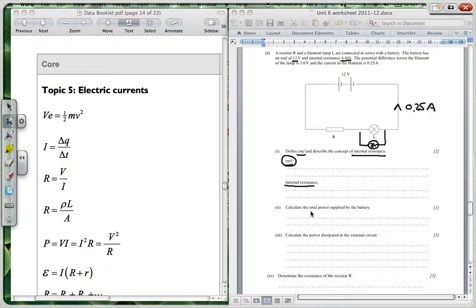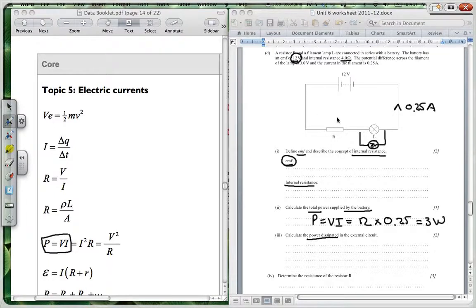Then it says calculate the total power supplied by the battery. Now we have an EMF of 12 volts, so that's the total energy per unit charge. So we can go to our formula here that P is equal to V times I. So we're going to get 12 times 0.25, and that will give me my power, which is equal to 3 watts.